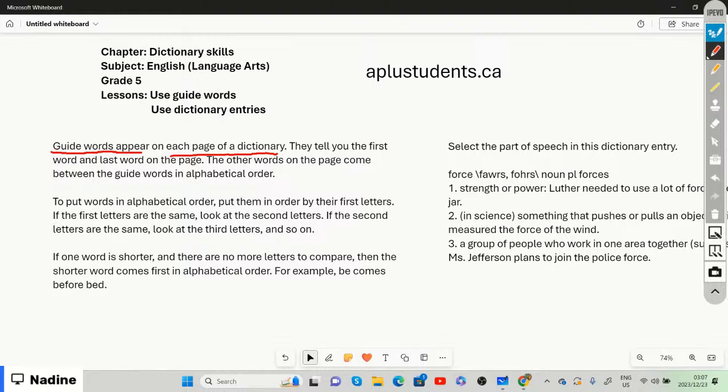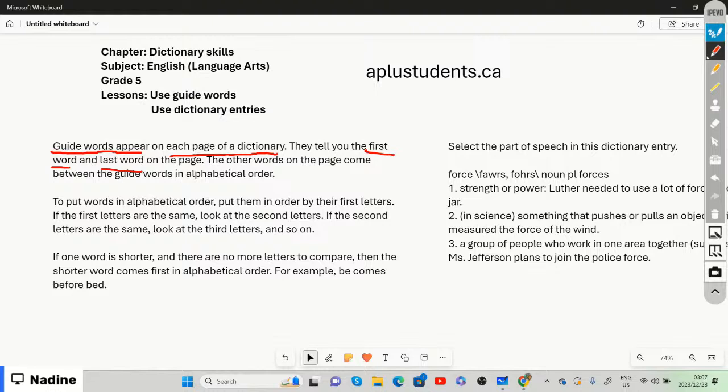So instead of literally looking through the dictionary and not being able to find a word, the guide words will be there to show you that this is the first word on the specific page, as well as the last word, and it's alphabetical. So we see that the guide words will basically tell you the first word as well as the last word on the page.